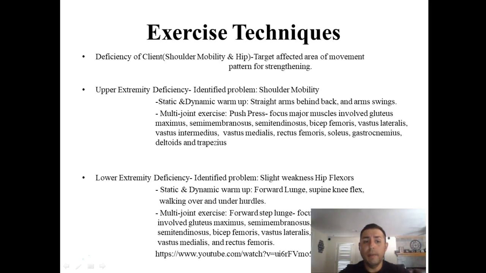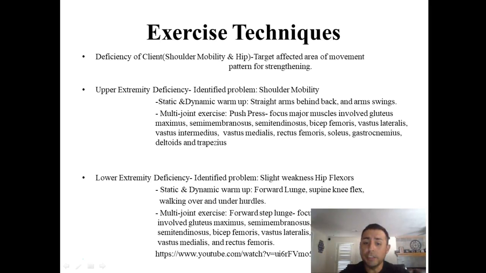So the two types of exercises I used, one was an upper extremity deficiency, where I identified the problem, which is shoulder mobility, and I used static and dynamic warm-ups such as straight arms behind the back and arm swings to really get the shoulders warmed up. The static was the straight arms behind the back, and the arm swings were the dynamic warm-up.